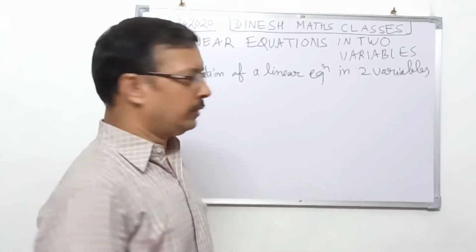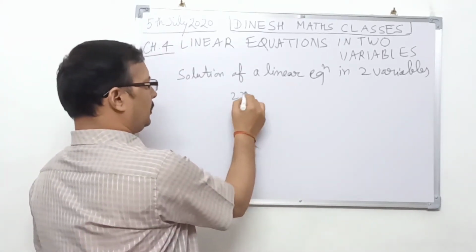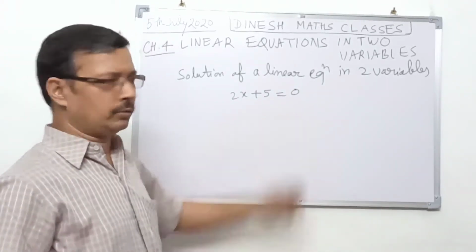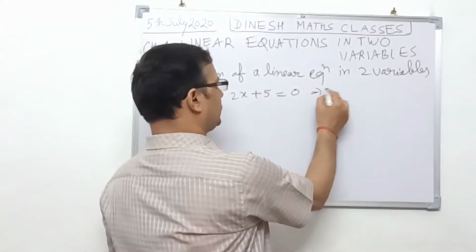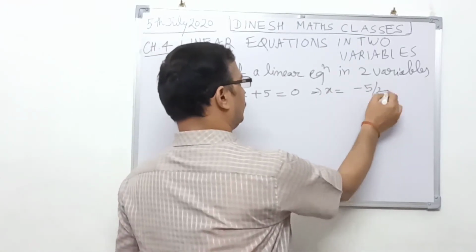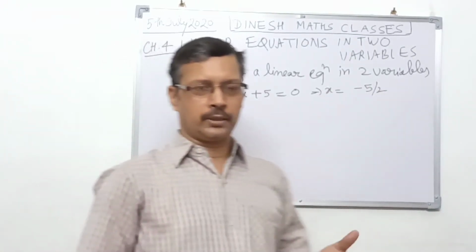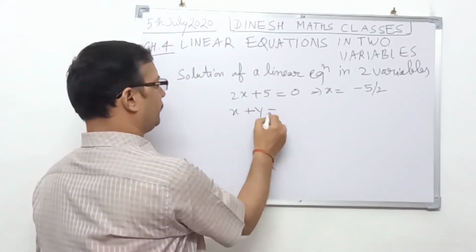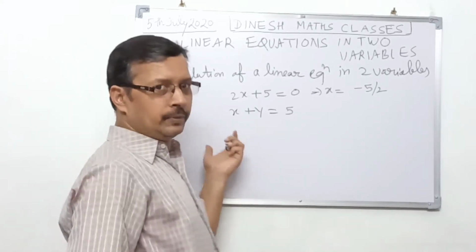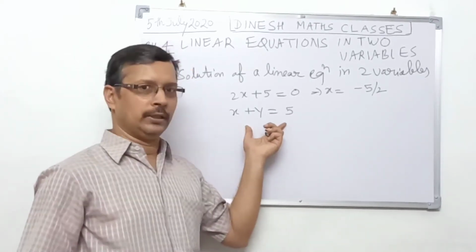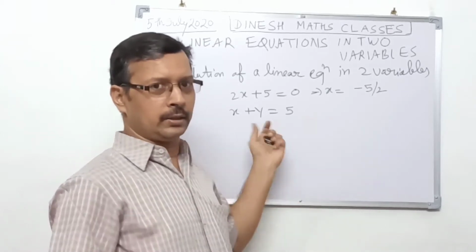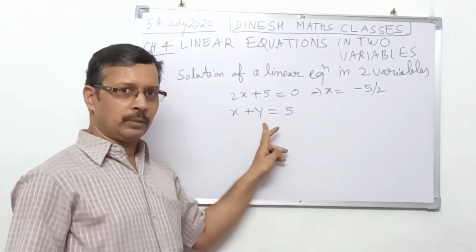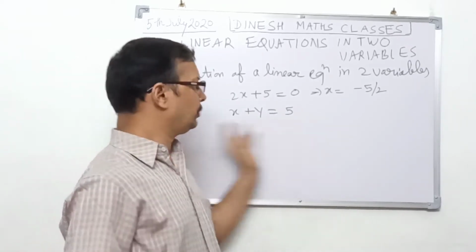In the last video we have already studied that if there is a linear equation in one variable like 2x plus 5 equal to 0, it has only one solution, x equal to minus 5 by 2. But if there is a linear equation in two variables, for example x plus y equal to 5, then what is the meaning of a solution of this linear equation? To understand this, by solution we mean find two numbers whose sum is 5. So you can have many such cases.